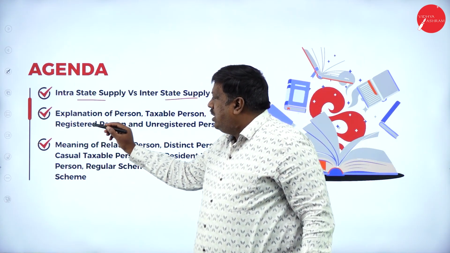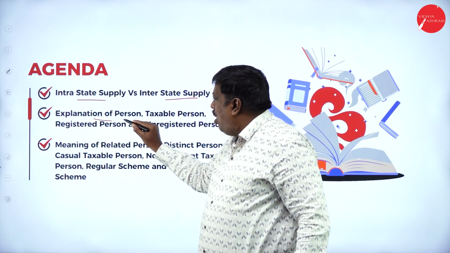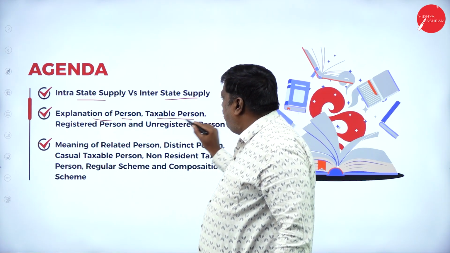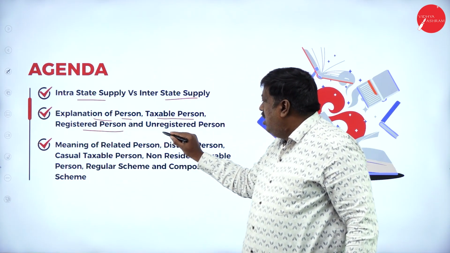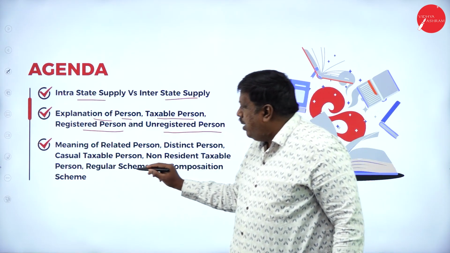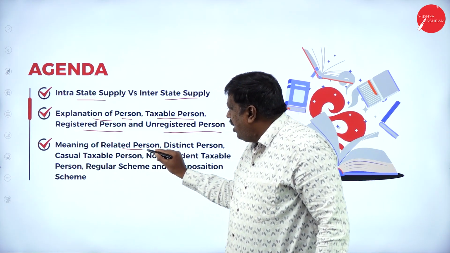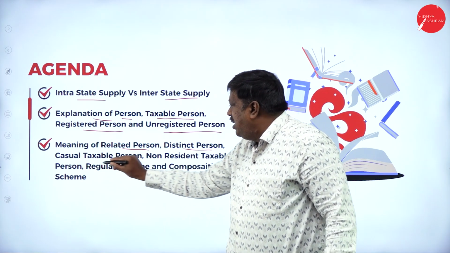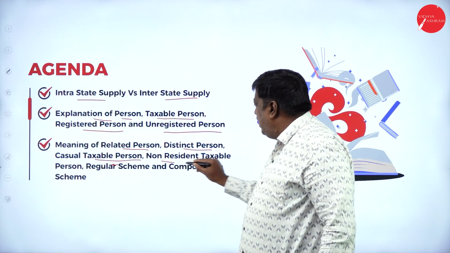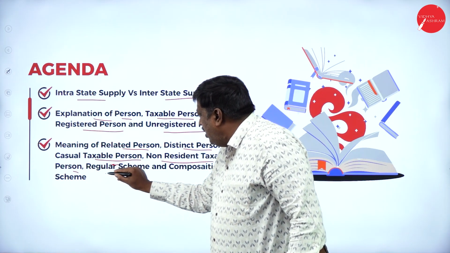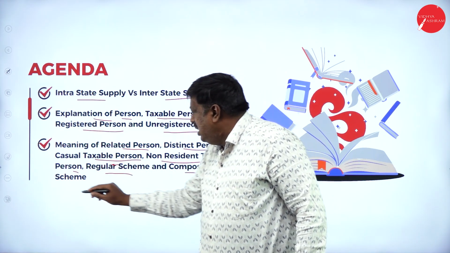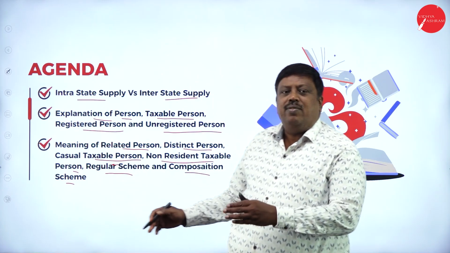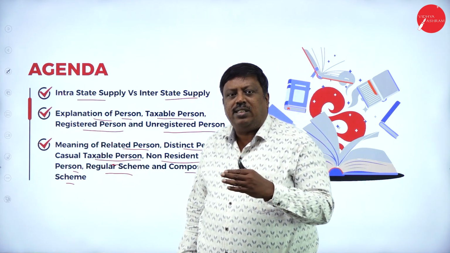We are also going to discuss the explanation of person, taxable person, registered person, unregistered person, related person, distinct person, casual taxable person, non-resident taxable person, regular scheme, and composition scheme. This is what we are going to discuss in today's session.